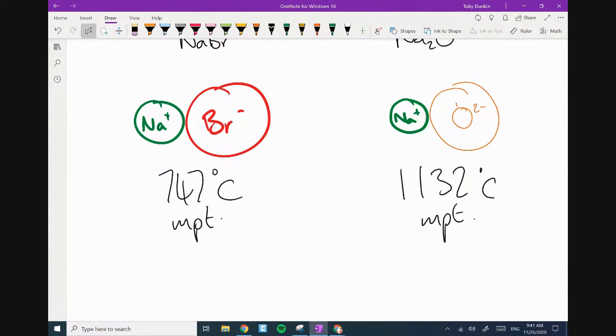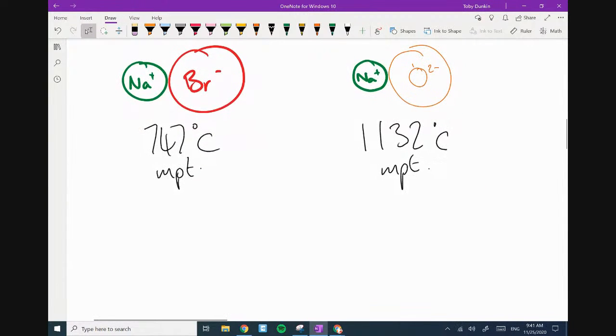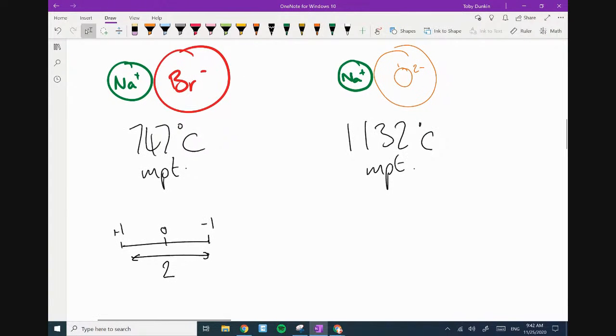Stronger force of attraction, so more energy needed to overcome. Well done, Zaina. That's correct. So what we realize is the force of attraction is dependent on the difference in charges. If we've got 0 there, and we've got 1 minus there and +1 there, the difference in charge is 2. So the force of attraction, you could call it 2 if you like. Look at the next one. We've now got 0, then +1, and then -1, and then -2.